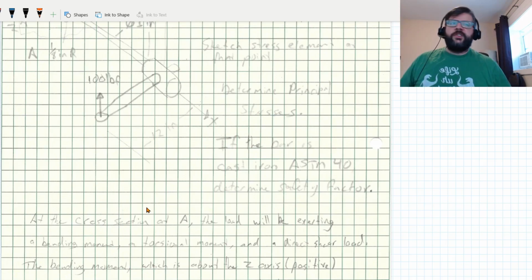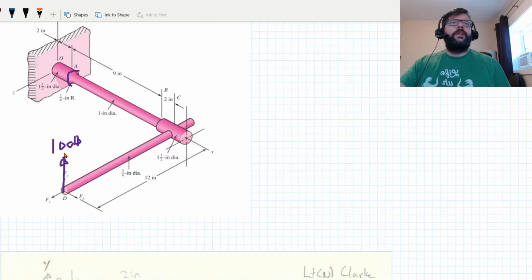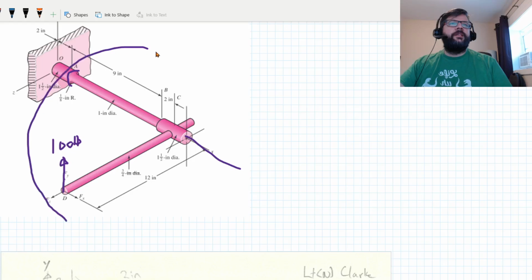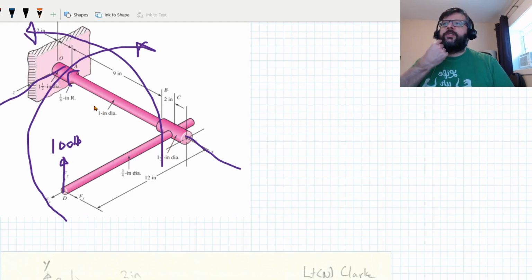So at that cross section, when we have that load, there's basically three effects that are going to be happening. There's going to be a torsion effect caused by the moment about the x-axis. There's going to be a bending moment caused by the moment about the z-axis. And there's going to be some direct shear as well.